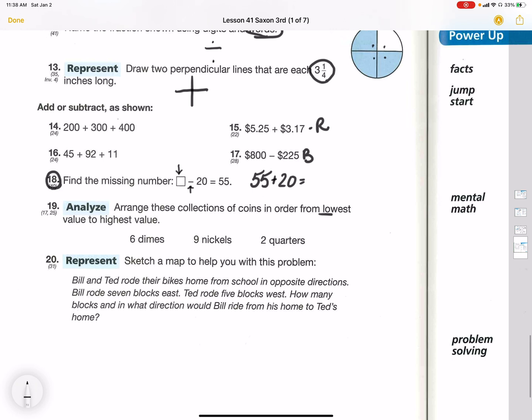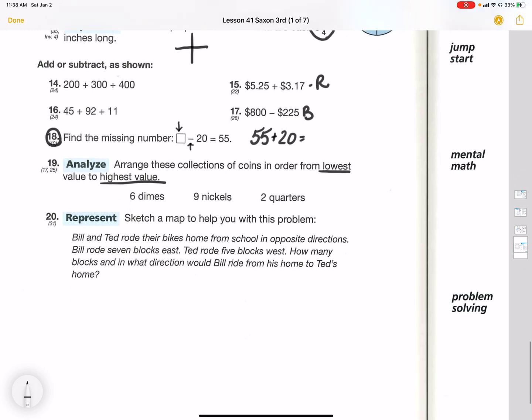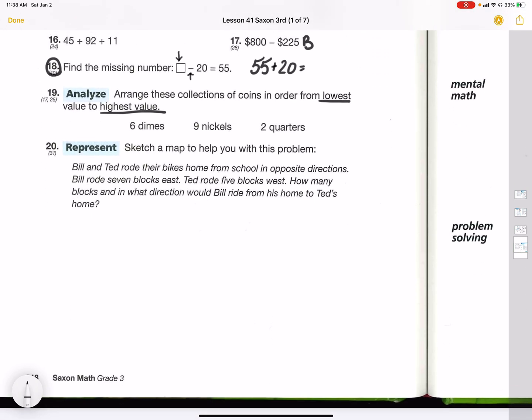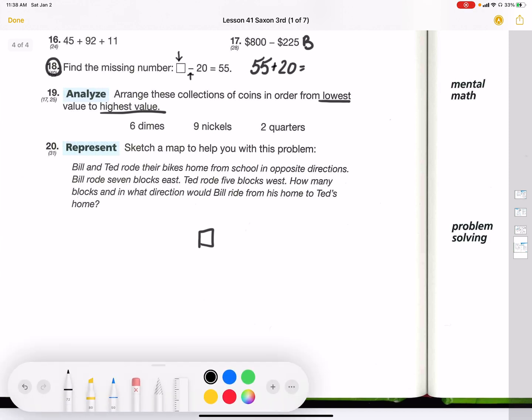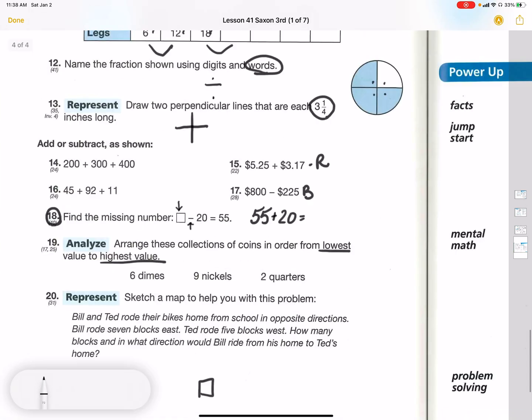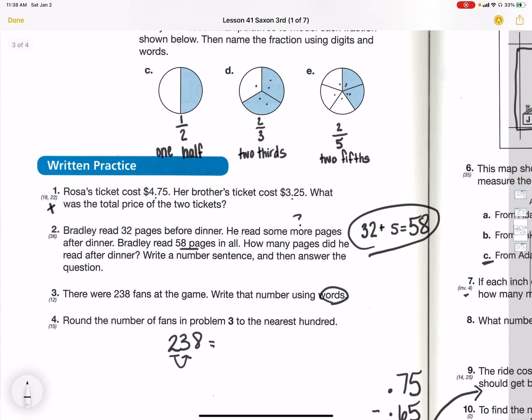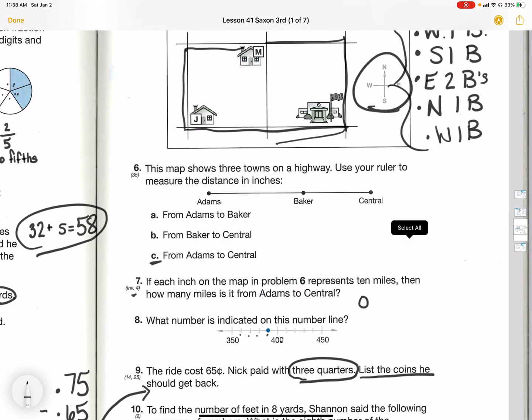Order the coins from the lowest to the highest value. And number 20, sketch a map to help you with this problem. Bill and Ted rode their bikes home from school in opposite directions. So when it says draw a map, I don't care if you just draw a square and then dashes for blocks, as long as I can tell what you're talking about. Bill rode 7 blocks east, and if you don't remember which direction is east, you can come up here. There's a compass.